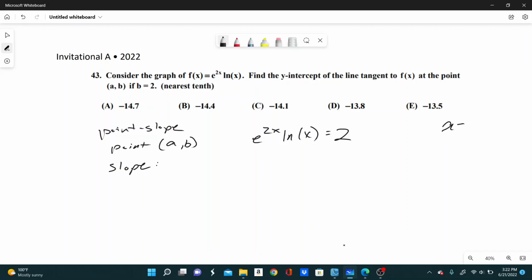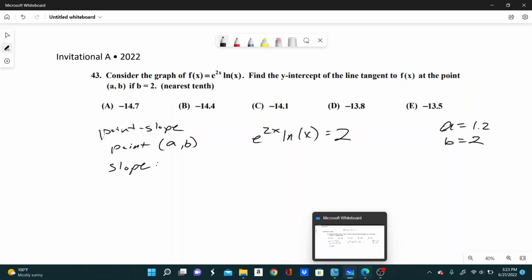So we know a is 1.2, b equals 2. And so now we only need one more thing. We just need the slope of the tangent line. And now that we have our x-coordinate, this is actually pretty easy. All we have to do is take the derivative of our function. The derivative of your function always tells you the slope at that point. So we take the derivative of our function and then plug in the x-coordinate. It will tell you the slope of the tangent line.